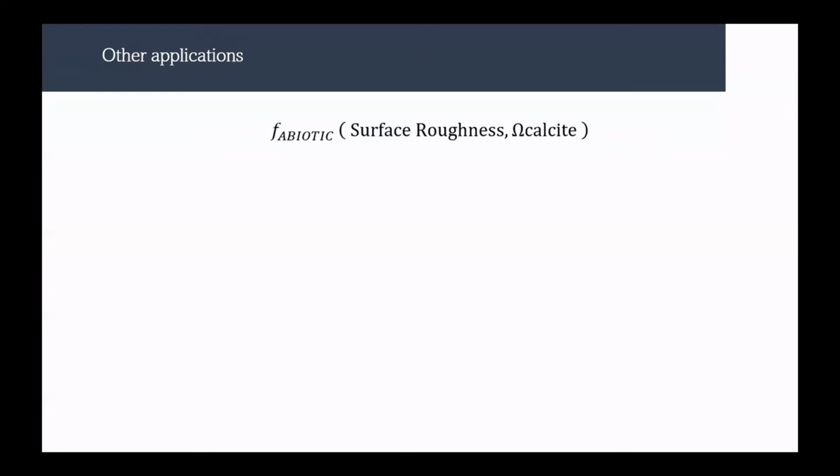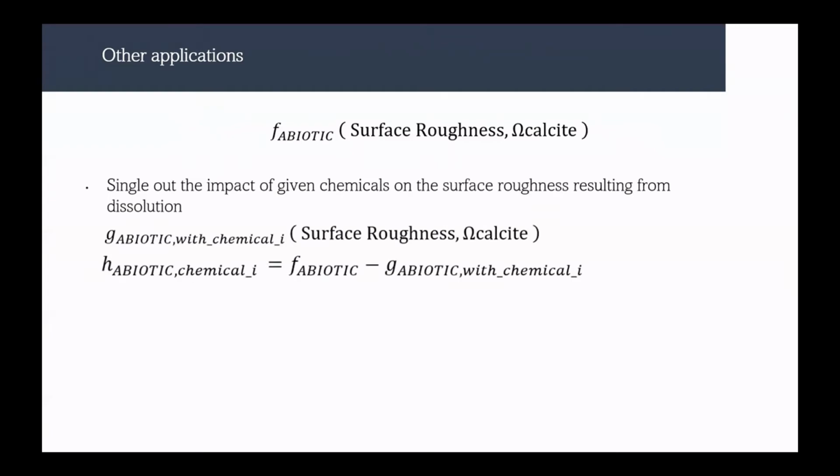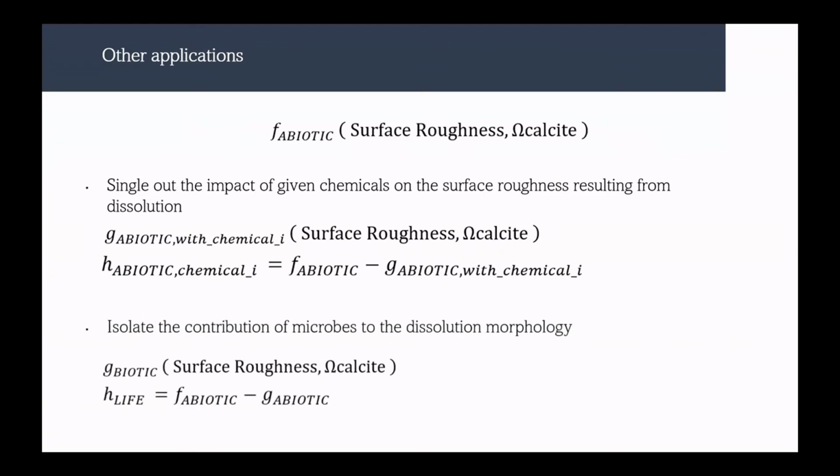So once we develop this relationship, we could develop a different relationship by adding, one by one, a given chemical to the solution to derive another expression, and then by comparing these two relationships, isolate the contribution to the surface roughness given by a specific chemical. And the idea is to do the same also with microbes.